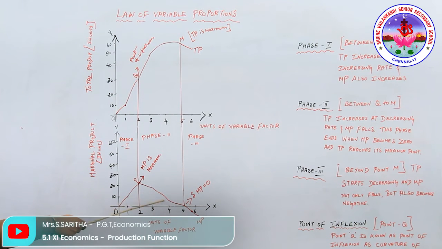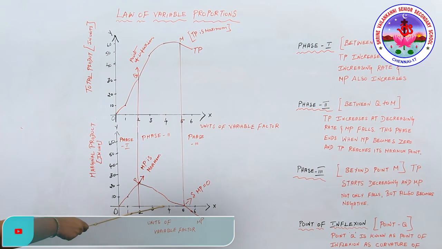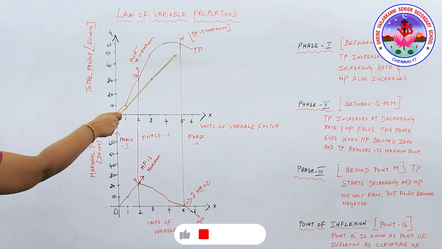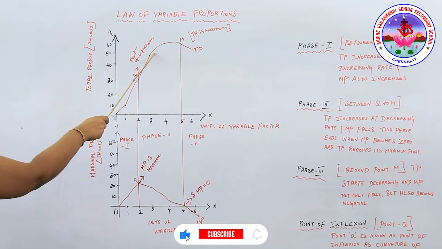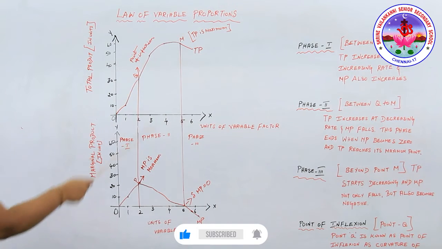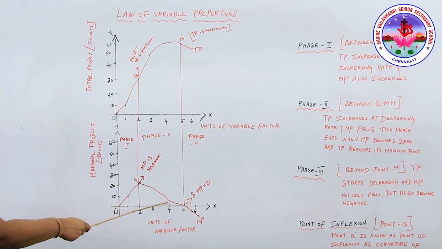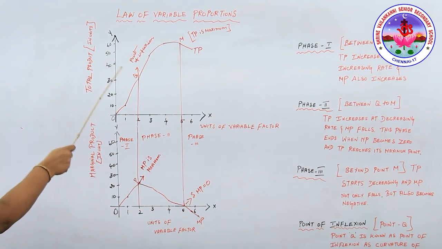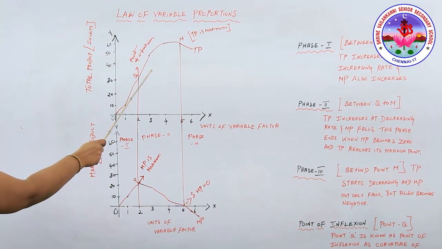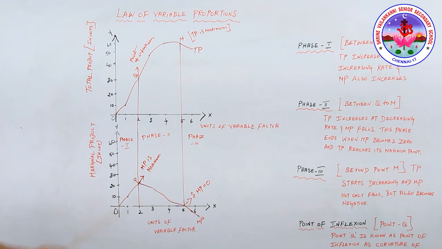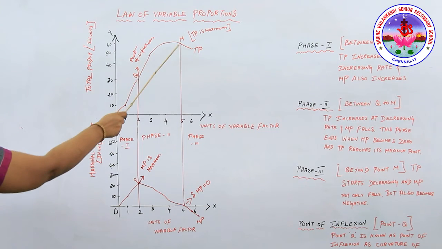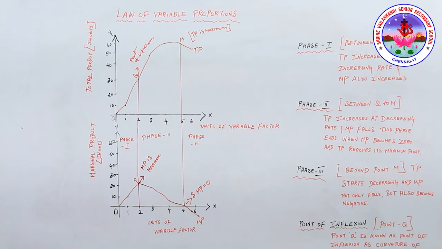Yes, you can see that MP falls. Between Q to M, TP increases, but it is increasing at a decreasing rate, while MP starts to fall. This phase will end when MP becomes 0 and TP reaches its maximum. So this phase we are calling phase 2.